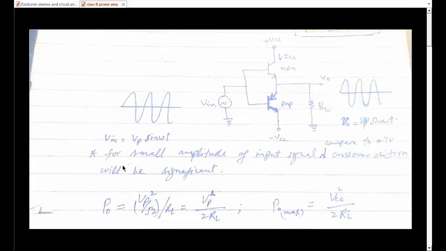However, for large signals, if the signal is of the order of tens of volts, this 0.7 volt distortion would not be significant, and we can ignore the 0.7 volts in the output. So Vpeak of the input would be approximately equal to the output peak.